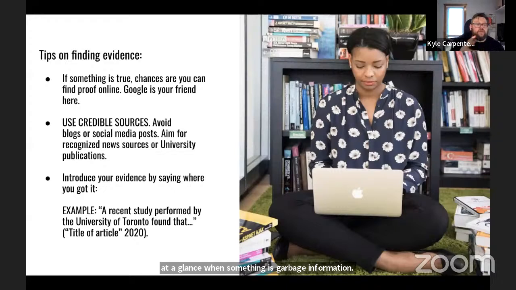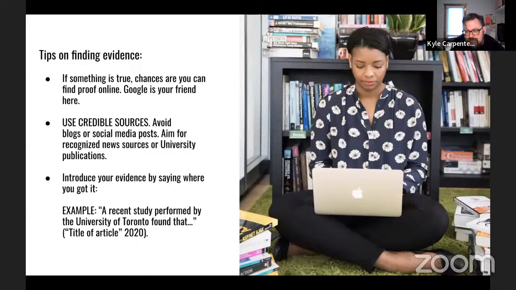The more, and this is a notion too of understanding the funder. Think about what they would consider to be credible. If you can find a source that supports what you're saying, from a university publication, from the CBC, that's pretty unassailable for the most part. Cherry pick the information that says, yeah, I know what's happening here.